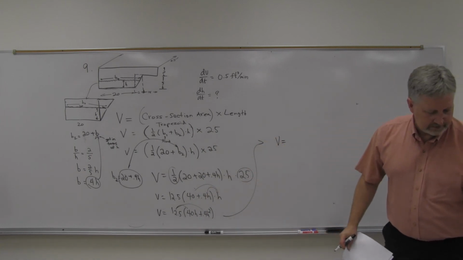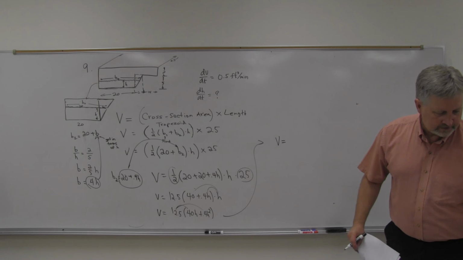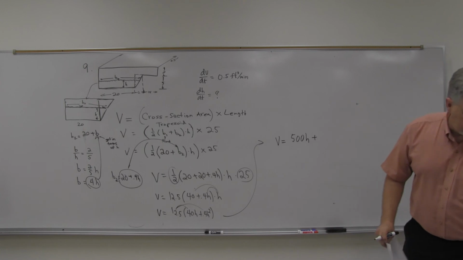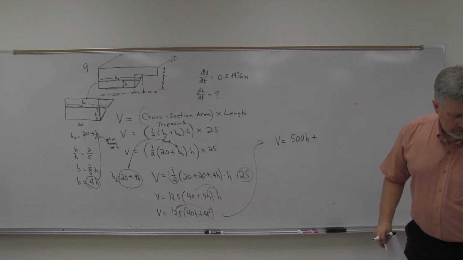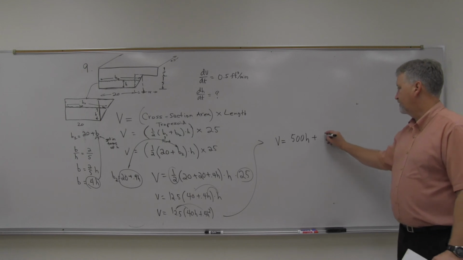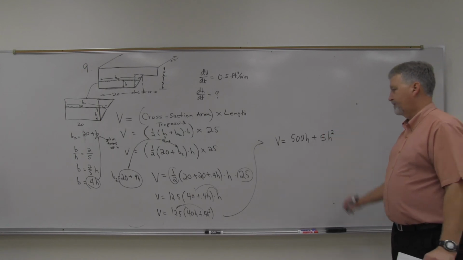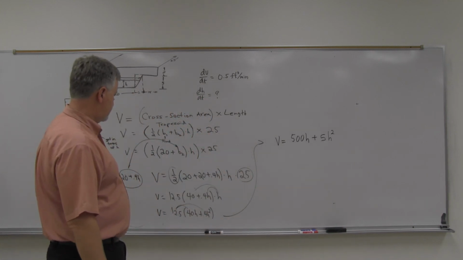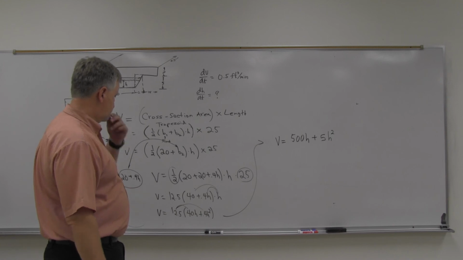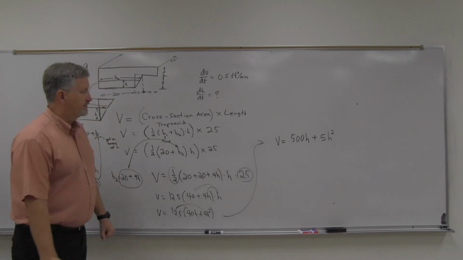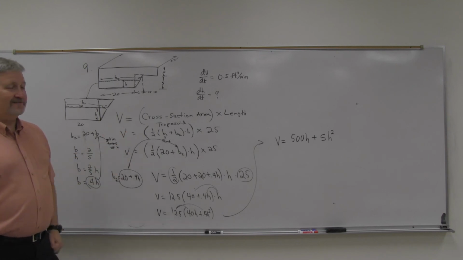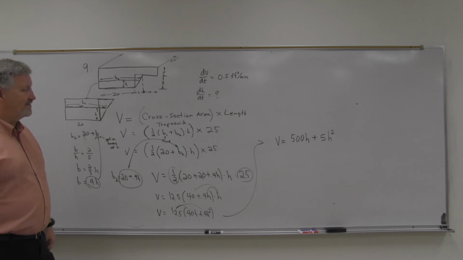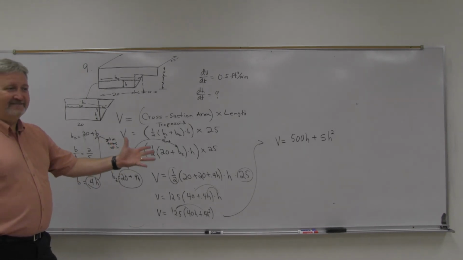Let's see. We get that to be 500 h plus 12.5 times 0.4 h squared. So if you multiply that 12.5 times those in there, it turns into this relatively nice little equation. We can figure how to get there, but any questions? See where we got that?